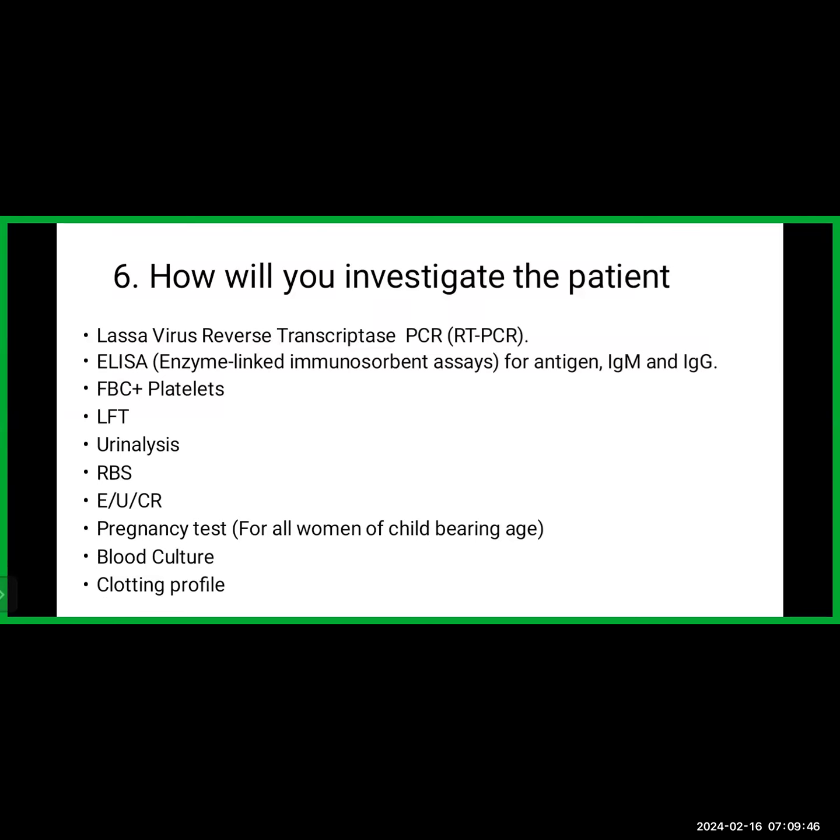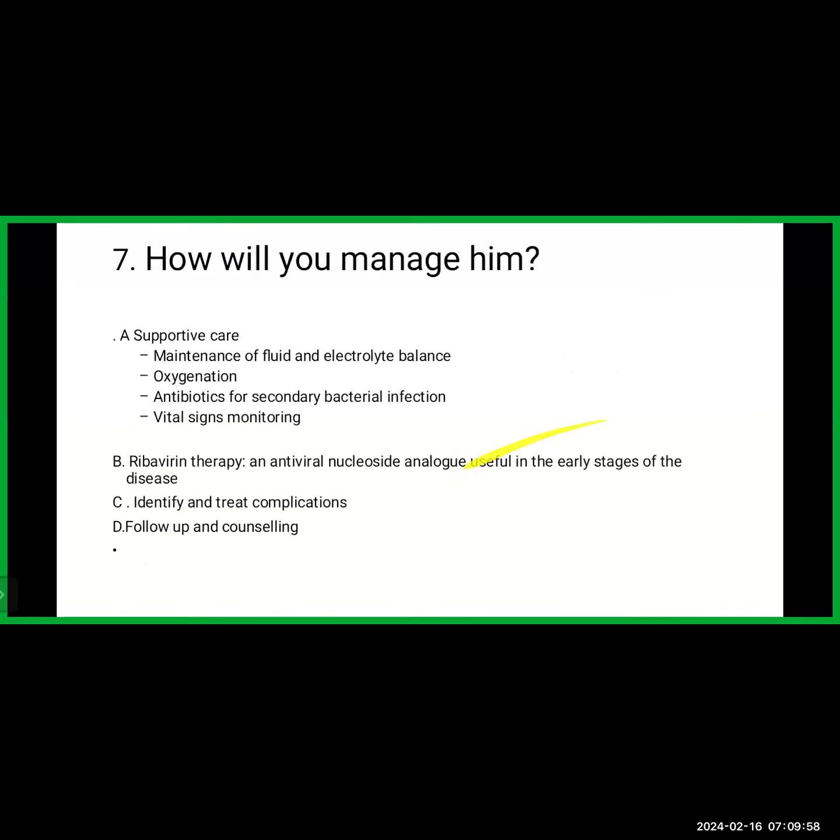I want to do a blood culture because the patient could have a secondary bacterial infection. So a blood culture will help to identify the organism and treat appropriately. Then I want to do a clotting profile in this patient, the PT, PTTK, INR, which may be elevated, especially if the patient has DIC. How will you manage the patient?